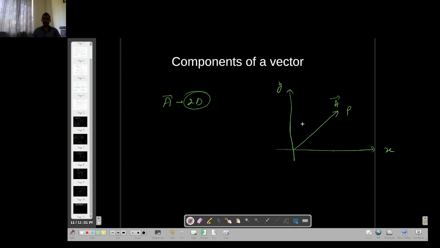So if I draw perpendiculars from P on the y-axis and x-axis respectively, then it has two components. One is Ax, this distance is known as the Ax distance, and this distance is Ay.